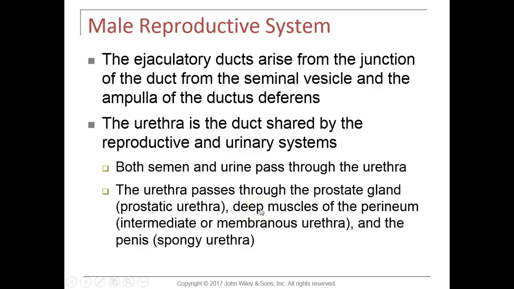So the ejaculatory ducts again arise from the junction of the duct of the seminal vesicle and the ampulla of the vas deferens. The urethra is a duct that is going to be involved in both reproductive and urinary system function. And semen, which basically is a collection of secretions from the seminal vesicles and a prostate gland, as well as sperm cells, can pass through the urethra as well as urine.